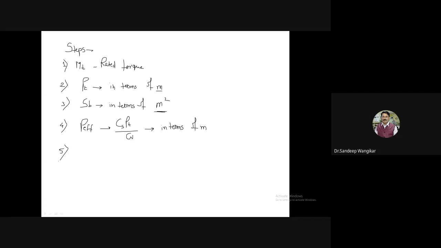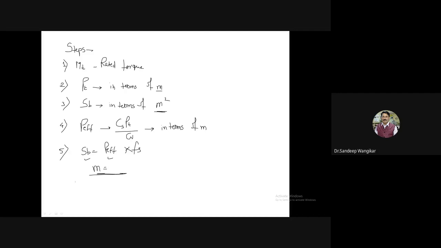Step number 5. Now SW is not given. We have to calculate the BHN. Therefore, only by considering SB, I will write down SB is equal to P effective into FS, factor of safety. So this is in terms of module. This is in terms of module. You will get the answer for module in the step number 5.